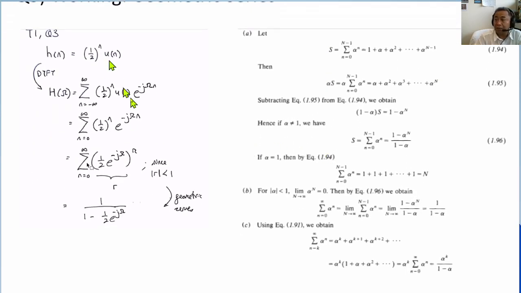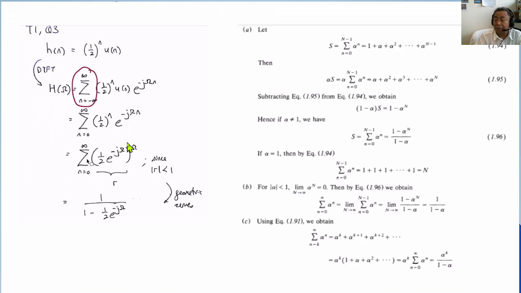So in A levels, you have studied this. This is a geometric series. A geometric series is the infinite sum of a geometric sequence. So let's put our DTFT equation here. We put our sequence here, and to take the DTFT, each value of the sequence is multiplied by e to the minus j capital omega n.